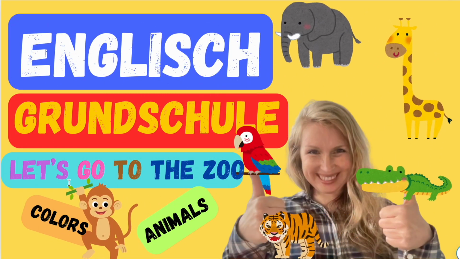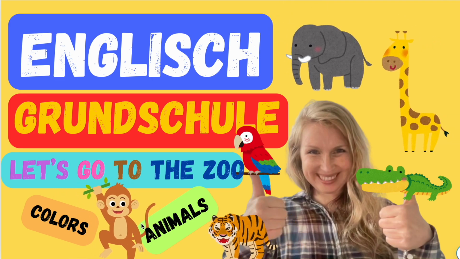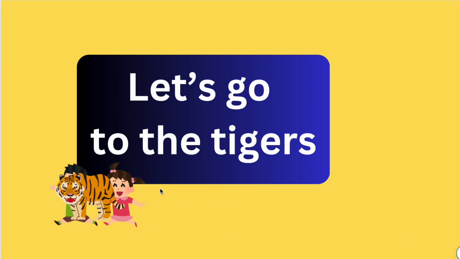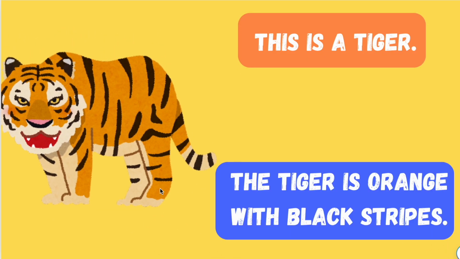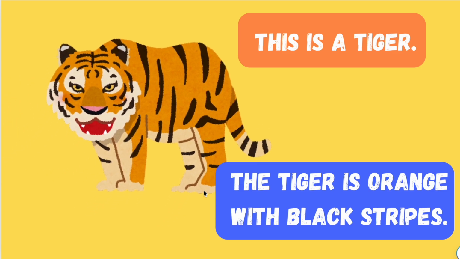English Grundschule. Let's go to the zoo. Colors and animals. Let's go to the tigers. This is a tiger. The tiger is orange with black stripes.